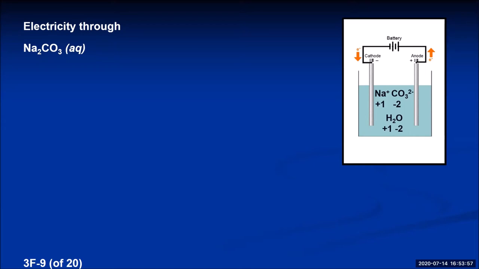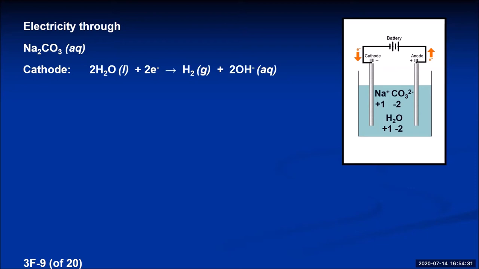So this solution contains sodium ions whose charges are +1, carbonate ions whose charges are -2, and water molecules, which have oxidation states of hydrogen and oxygen of +1 and -2, respectively. At the cathode, we would expect the sodium ion to be reduced to sodium metal, except sodium is an alkali metal. It blows up in water. That will not react. So therefore, the hydrogen in water is what's going to be reduced. And that reaction is two H2Os plus two electrons yields H2 plus two OH minuses.